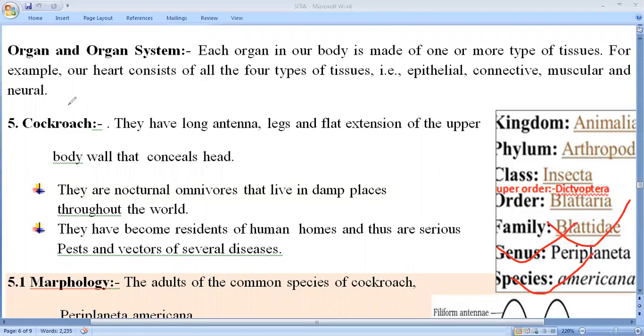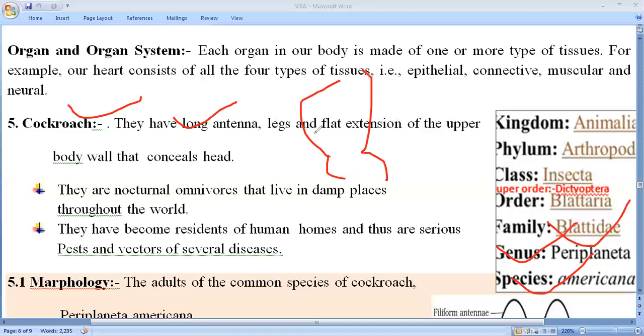So we will see the morphology of the cockroach. Cockroach has long antennae. If you see, they have long antennae. Their body has 2 pairs of antennae. Not 2 pairs, 1 pair, they have 1 pair of antennae. Clear?